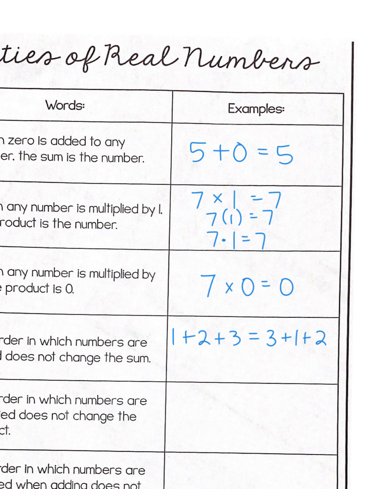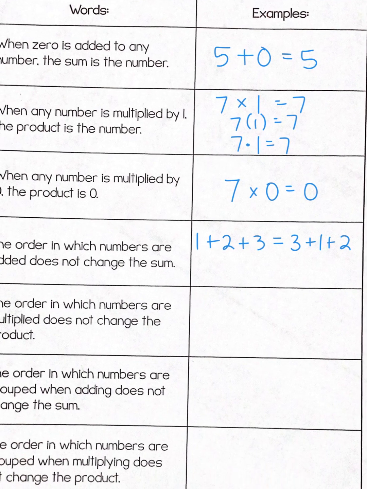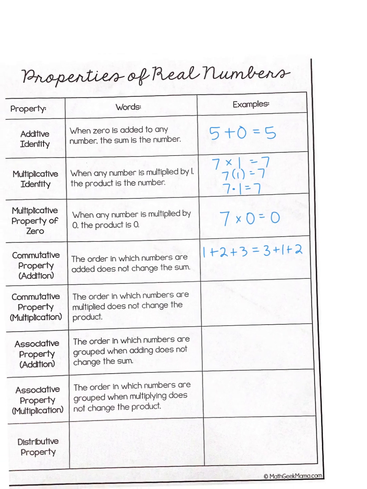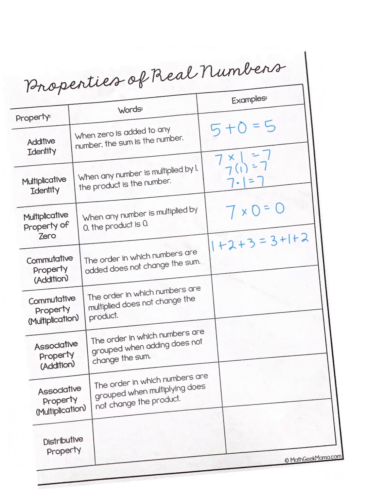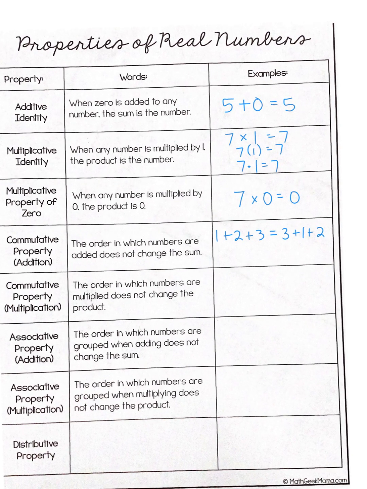The commutative property of multiplication, this one's similar. So it says the order in which numbers are multiplied does not change the product. So similar to the addition one, but instead of adding, I'm doing what? Multiplying. So it would be like 2 times 3 times 4 would be the same thing as doing 3 times 4 times 2. You can group them however you want as long as you still multiply them all together.